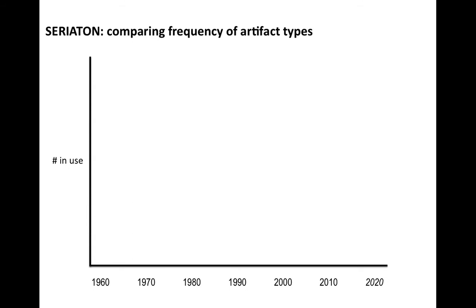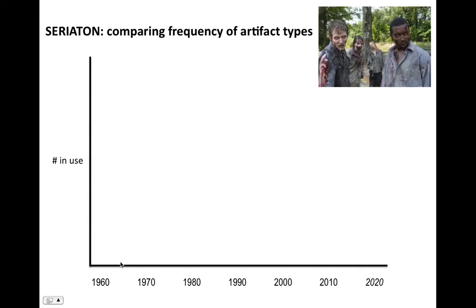Let's imagine for this example that we are looking at the relatively recent past, so from 1960 until 2010, projecting a little bit into 2020, and we're going to look at the number of some items that are in use in America during that period of time. Let's also imagine, for the sake of argument, that starting in 1960, America has been going through a zombie invasion. But these are very slow-moving zombies. So as zombies attack towns across America, people abandon those towns.